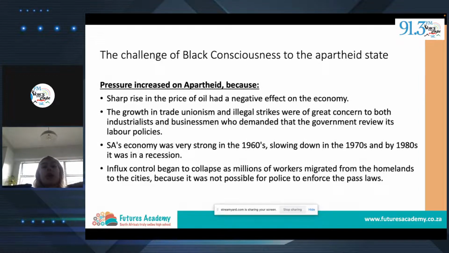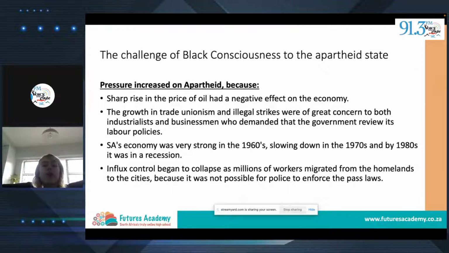Okay, so pressure increased on apartheid, so the pressure to end apartheid, because there was a sharp rise in the price of oil, and that had a negative effect on the South African economy. The growth in trade unionism and illegal strikes were of great concern to both industrialists and businessmen, so business people, who demanded that the government review its labor policies. Okay, so the fact that trade unions started to establish themselves and that people were striking illegally, this frustrated businesses, and they asked for better labor policies for their workers because it was affecting their profits.